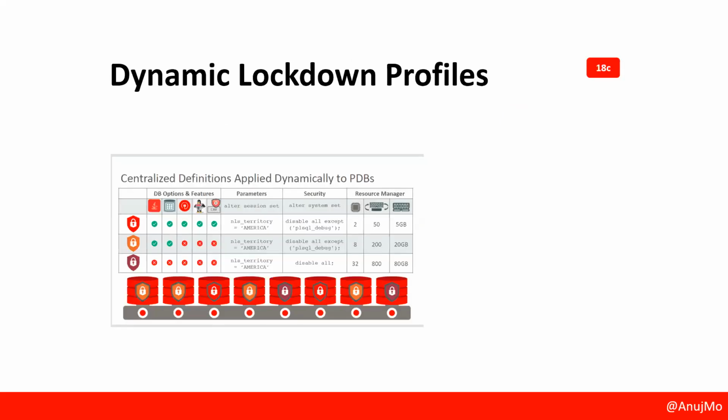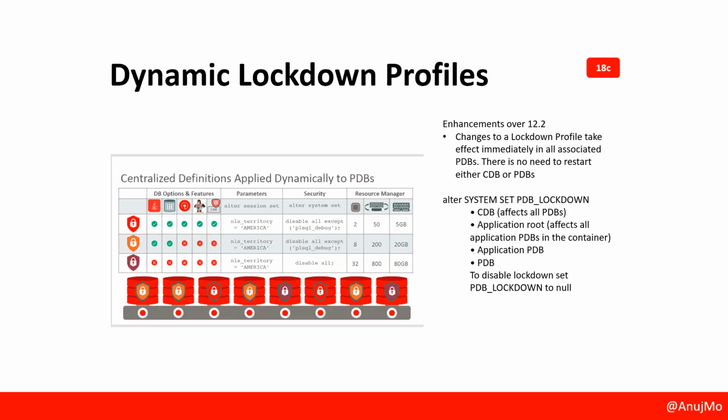Then in 18c, they came up with a dynamic lockdown profile where you do not need downtime or anything to enable it. It'll be an instant enable. If you set a lockdown on a CDB level, it will affect all the PDBs. If you do it on an application root, then it'll be at the application root level, the application PDBs level. How do you disable it? If you set PDB_LOCKDOWN to null, then you disable it.